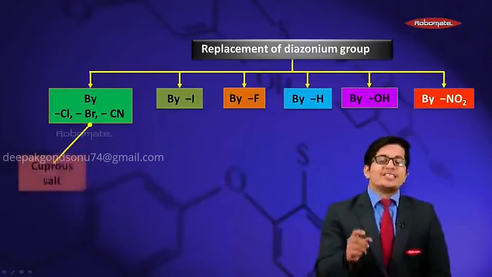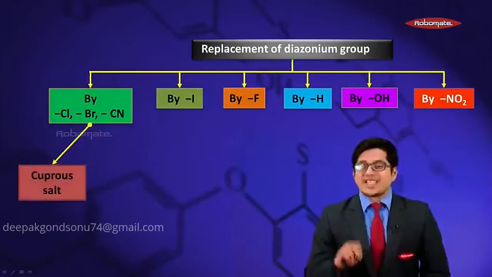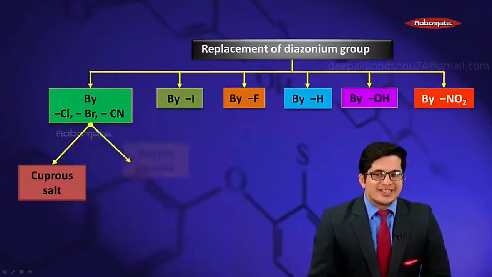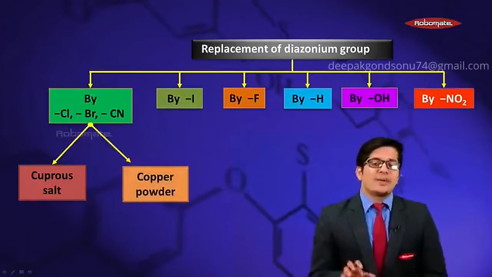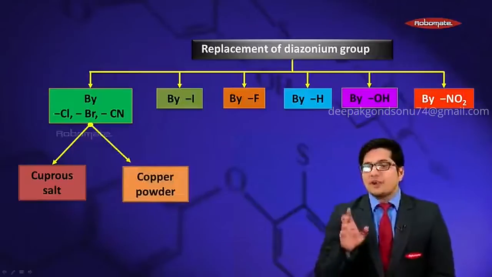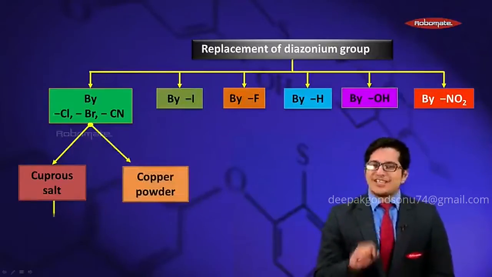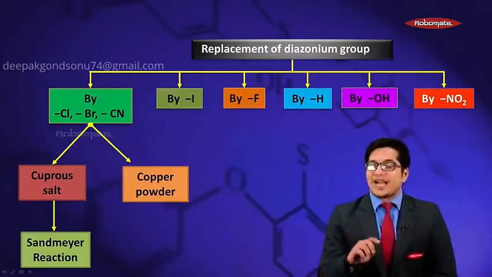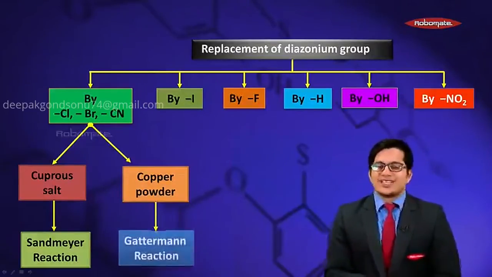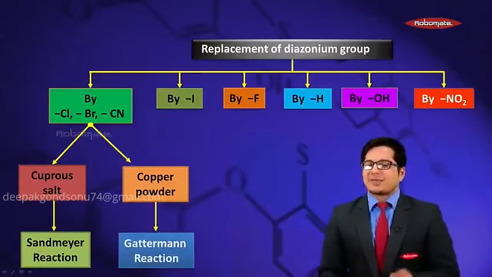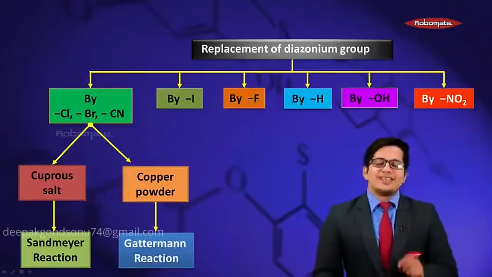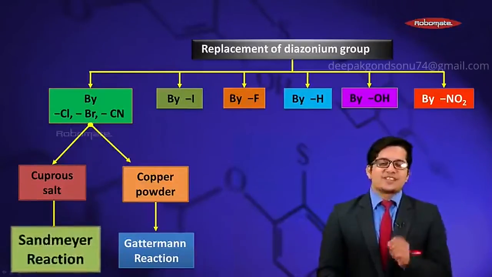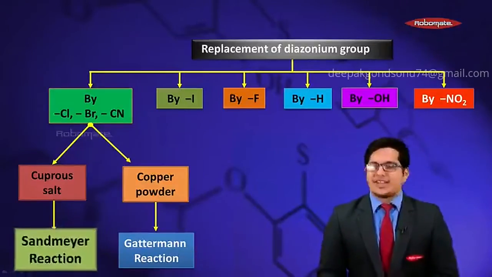They are taken place into two different ways. Either you would use a cuprous salt or you would use a copper powder. If cuprous salt is used, the reaction is called as Sandmeyer reaction, and if copper powder is used, the reaction is called as Gattermann reaction or Gattermann synthesis. Let's now start with the first reaction, that is Sandmeyer's reaction.